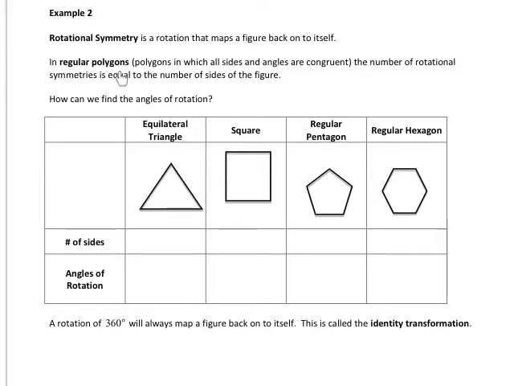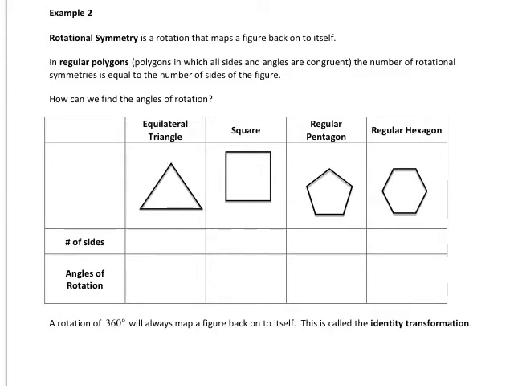Regular polygons, that's where all sides and angles are congruent. In regular polygons, the number of rotational symmetries is equal to the number of the sides of the figure, which means for the triangle I have 3 rotational symmetries because I can take this top point and rotate it here, and then rotate it here, and then rotate it here, and the figure will map to itself.